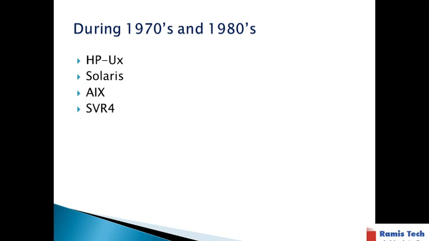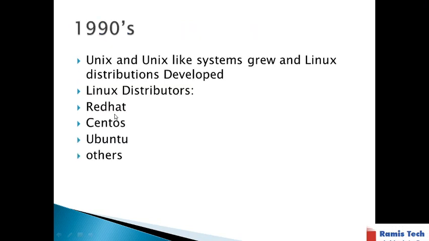During the 1970s and early 1980s, the influence of Unix led to large-scale adoption of Unix by commercial startups, including HP-UX, Solaris, and AIX. In the late 1980s, AT&T Unix System Laboratories and Sun Microsystems developed SVR4, System V Release 4. It was adopted by many commercial vendors such as Red Hat, CentOS, and Ubuntu and others. These are the Linux distributors.